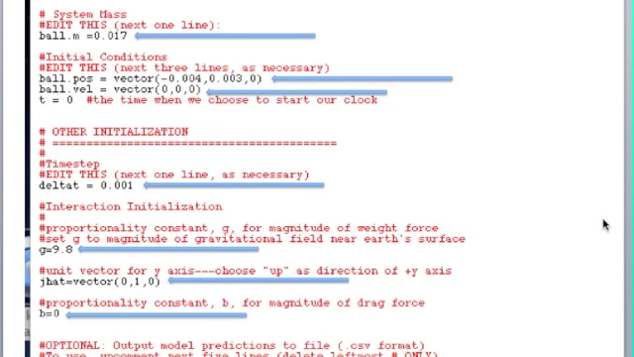For delta t, I chose a very small number to ensure enough data points would be predicted during the small duration of this experimental observation. G is the acceleration due to gravity, which is 9.8 meters per second squared. J hat represents the unit vector in the positive y-axis. The proportionality constant b here equals 0 because we are not taking into account the force of drag.